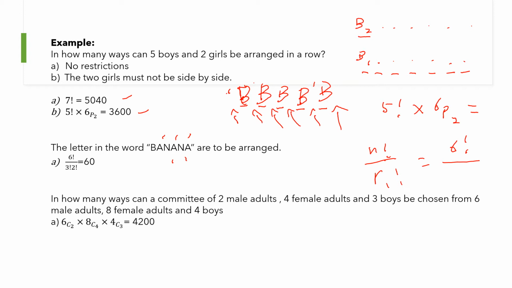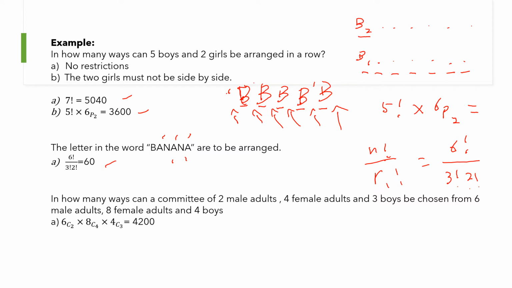There's 3 A's, that means you're going to put 3 factorial because the 3 A's are the similar things. But there are also 2 N's. Because the N's are similar, so 2 factorial for the N's as well. And then you'll get the answer 60. So next example to show another formula.